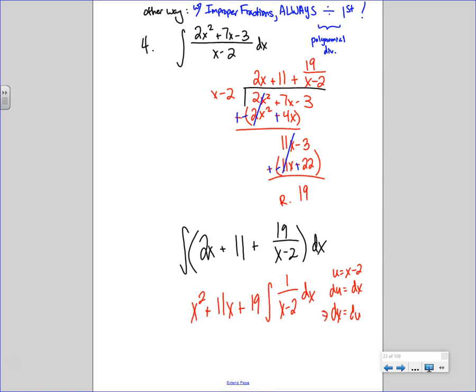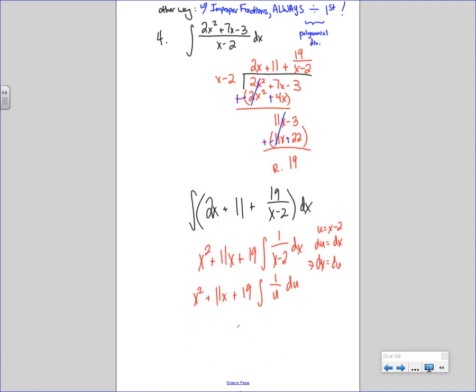So I can rewrite this as just the integral of 1 over u du. We know what that's going to be, right, guys? So I end up with my final answer of x squared plus 11x plus 19 ln of u, who is x minus 2, plus c.